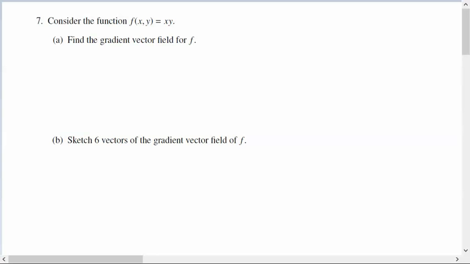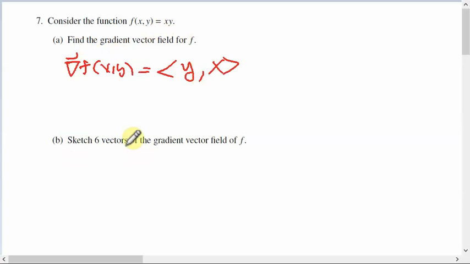Number 7, we're asked to find the gradient vector field for this function. That's pretty straightforward. Just gradient f is the partial of this with respect to x, partial of this with respect to y. And then sketch 6 of the vectors.